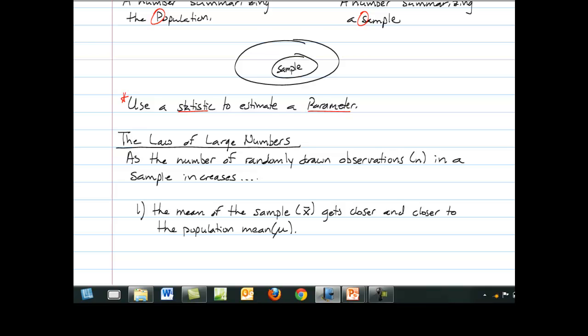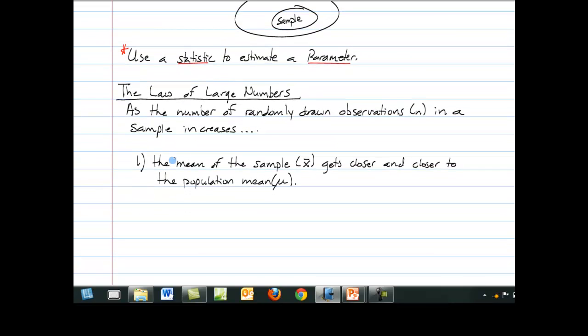But there's two implications that come out of this. The first one is the mean of the sample. So we pull a sample of size n and we find its mean, which is x bar. This value of x bar will get closer and closer to the true population mean as n gets larger and larger. Now this is for quantitative random variables.